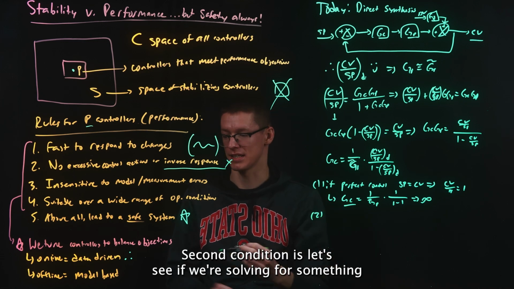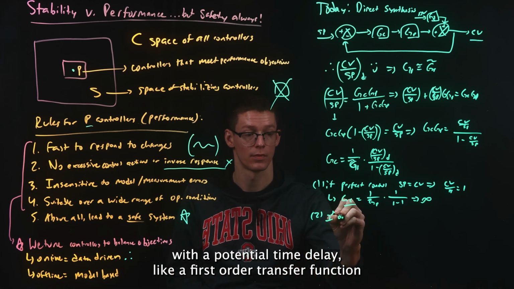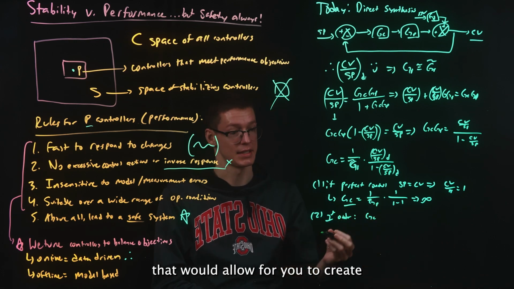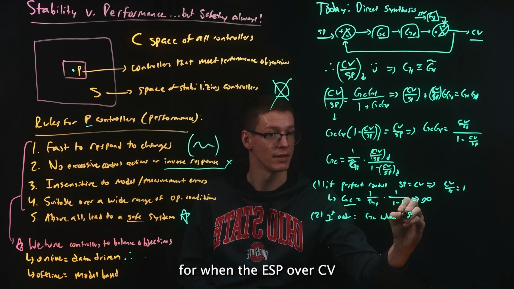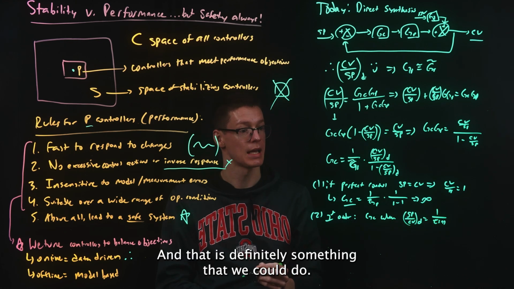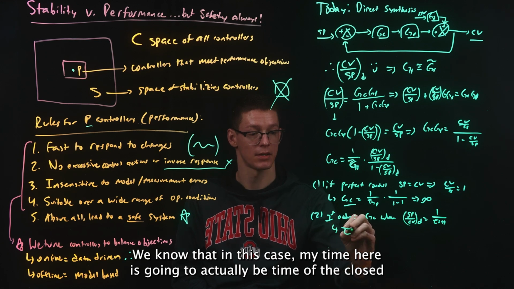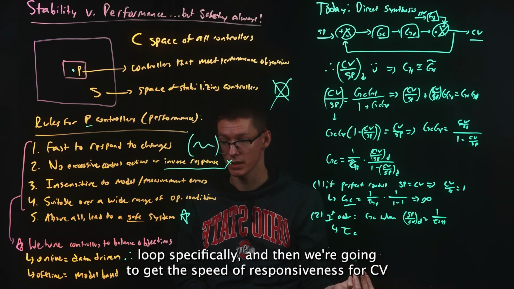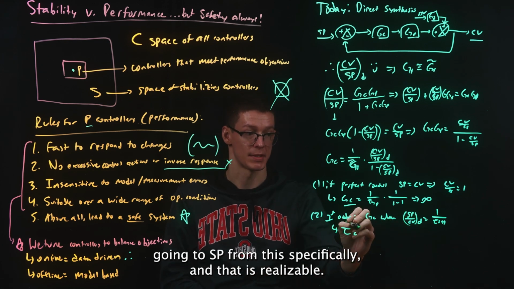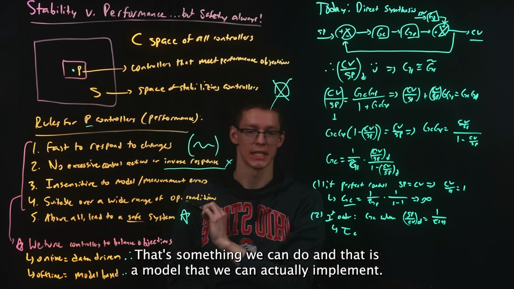Second condition is, let's see if we're solving for something with a potential time delay, like a first order transfer function. That would be GC that would allow for you to create, for when the SP over CV is equal to 1 over TS plus 1. And that is definitely something that we can do. We know that in this case, my time here is going to actually be time of the closed loop specifically, and then we're going to get the speed of responsiveness for CV going to SP from this specifically. And that is realizable. That's something we can do, and that is a model that we can actually implement.